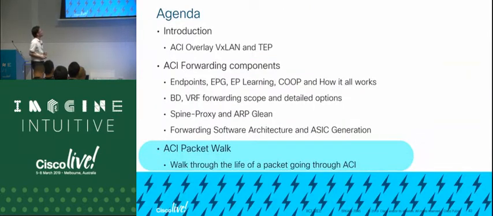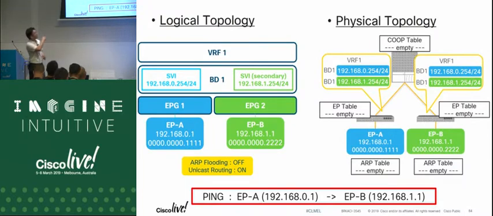Okay? So now we learned all the forwarding components in the ACI. So let's take a look at the packet walk to see how we can apply that knowledge. So this is the topology for this example. The left side is a logical topology. We have two endpoints, endpoint A and endpoint B, in two different EPGs and two different subnets. But they're in the same bridge domain. So that was one of the tricky scenarios that we mentioned earlier.